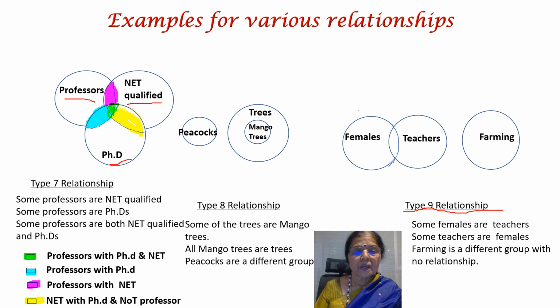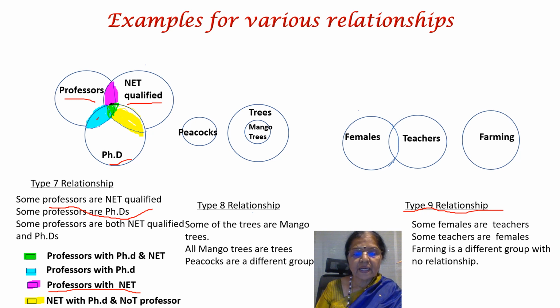And so, what does this denote? Some professors are NET qualified. Some of them are professors, and out of those professors, some of them are NET qualified, which denotes this violet region: professors with NET. Alright? And some professors are with PhD. Who are they? This blue.